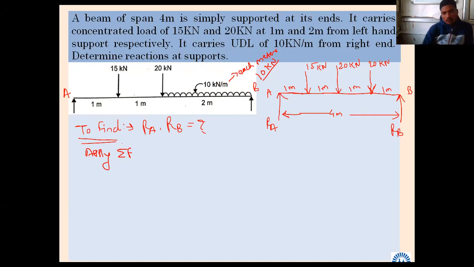So, is there any work if I apply summation FX equal to 0? No, sir. There is no use, because there is no force either inclined or in the horizontal direction. So it will not work. Summation FX equal to 0. Apply summation FX equal to 0. What will happen? RA is vertically upward.